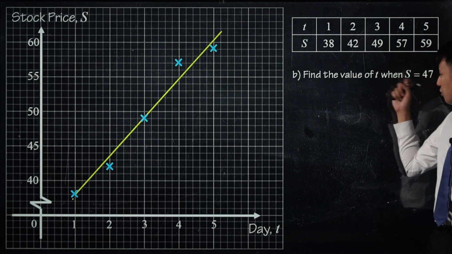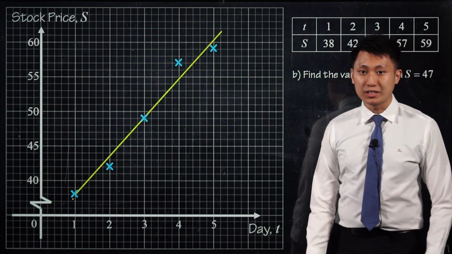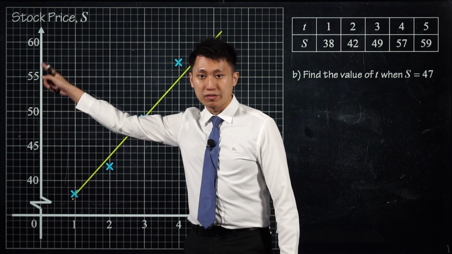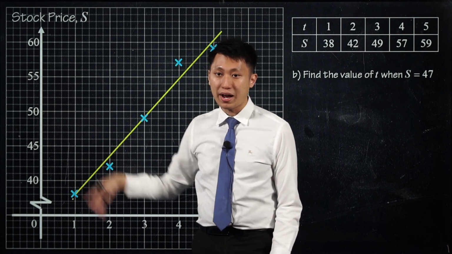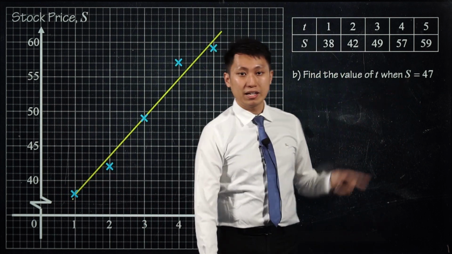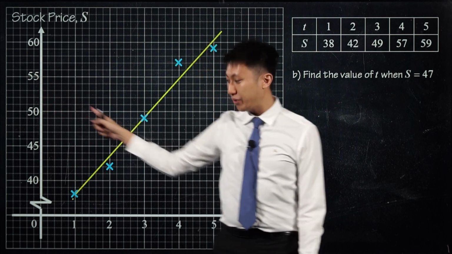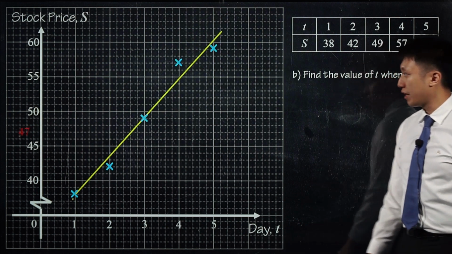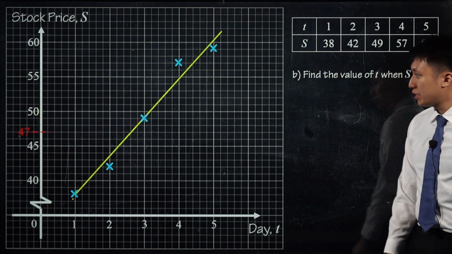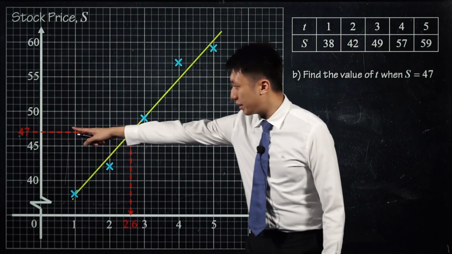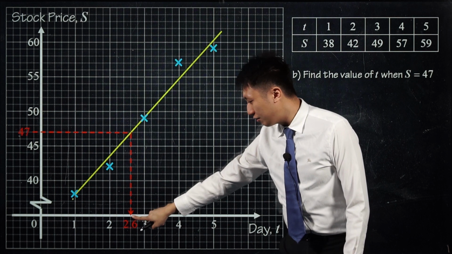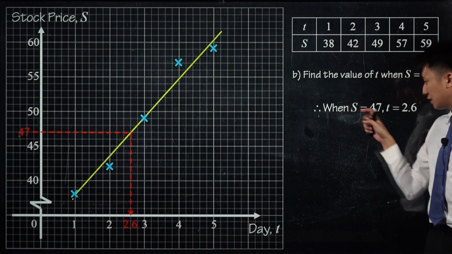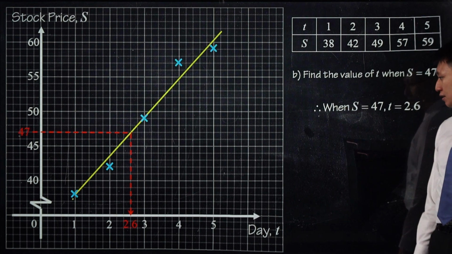Now find the value of t when s is 47. Just now we were given the value on the x-axis and then found the value on the y-axis. Now we are given the value on the y-axis, 47, somewhere here, and we want to find the corresponding t value, or x-axis value. So where is 47? 47 is somewhere there. You move to this line and shoot it down. It's somewhere at 2.6. So our answer is: when s is 47, t is 2.6.